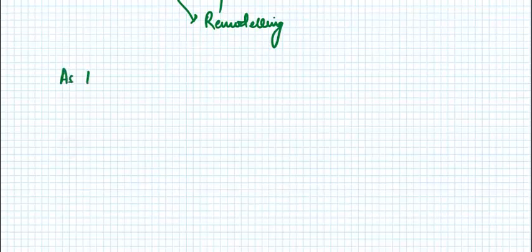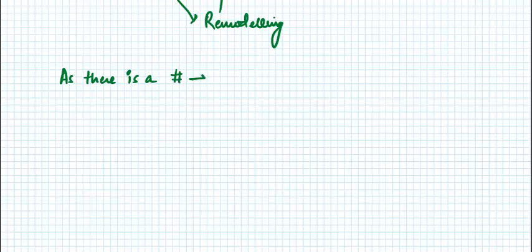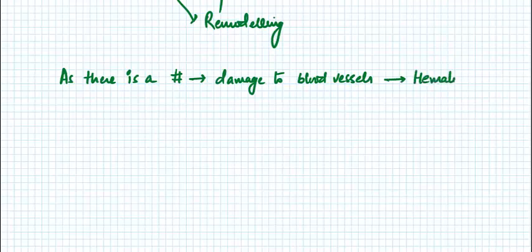As soon as there is a fracture, what happens? There is damage to the blood vessels, and these blood vessels form a hematoma, and that marks your stage number 1, right? That is your stage number 1. Now into this hematoma, what happens? This is the first step. Now second is, into this hematoma, what will happen?